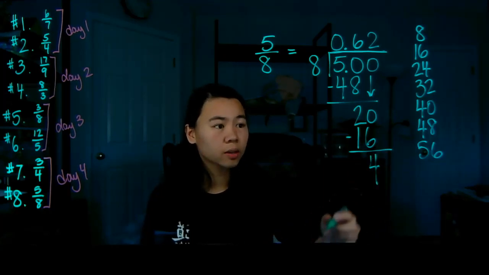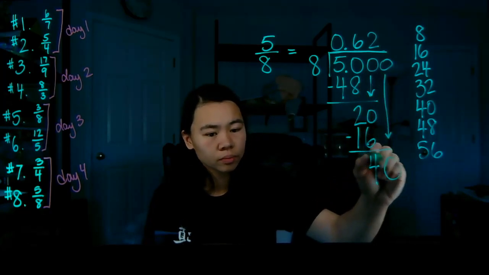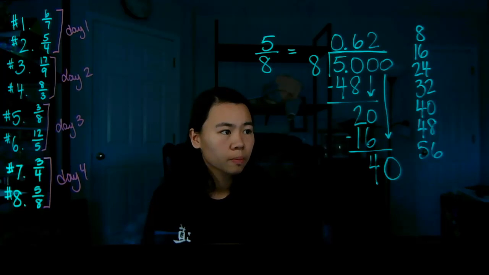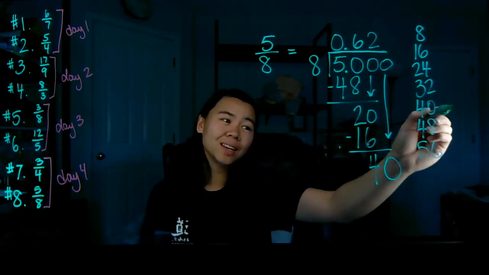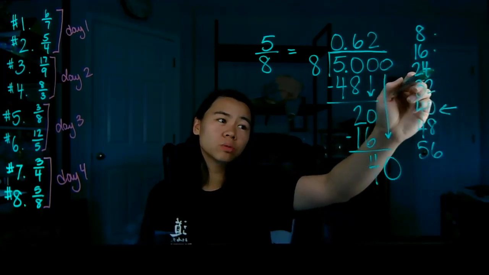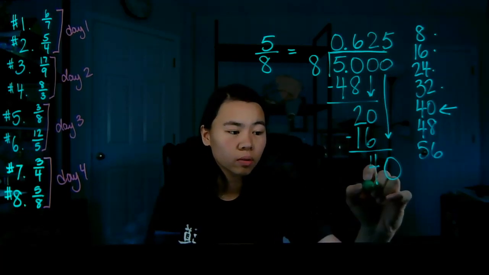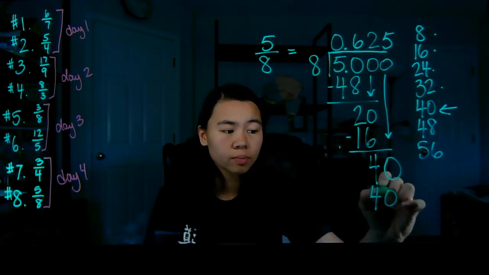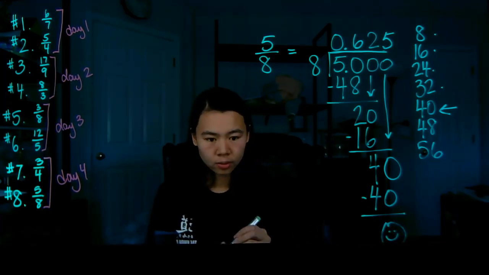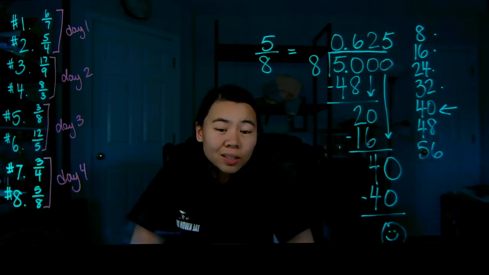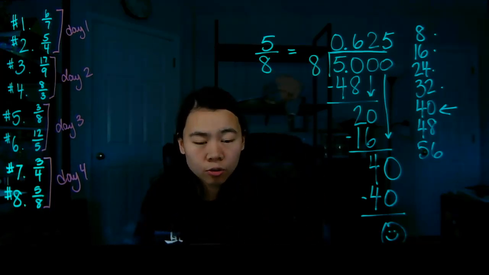The marker's running out of ink. And then we're going to bring down our 0. How many times can 8 go into 40? Here we go. Exactly how many times? 1, 2, 3, 4, 5 times. So 5 goes on top. We're going to subtract this 40. Whenever it's perfect like that, that means you are done. So what is 5/8 as a decimal? 0.625.